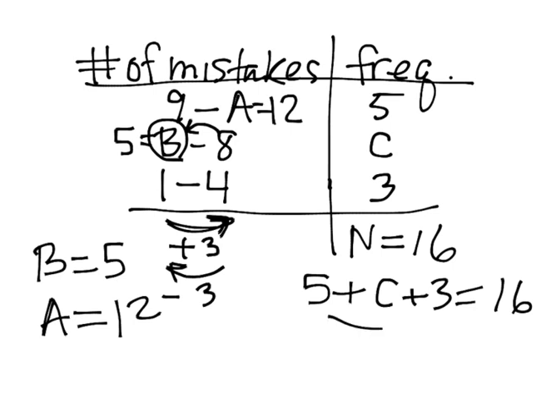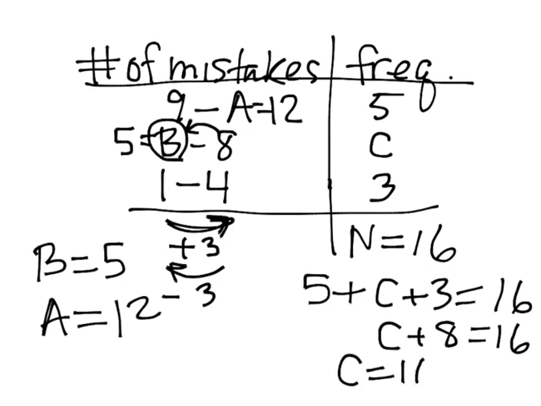So 5 plus 3 here is 8. So C plus 8 equals 16. And then that means that C must equal 16 minus 8. So when we subtract 8 on both sides, this 8 comes over to the right as a negative 8. So C is equal to 8. Then 5 plus 8 plus 3 is 16.